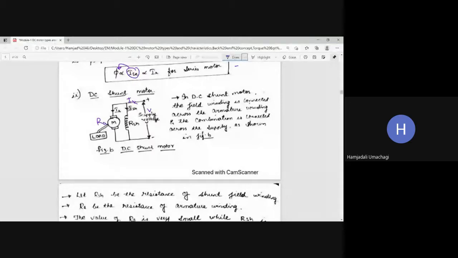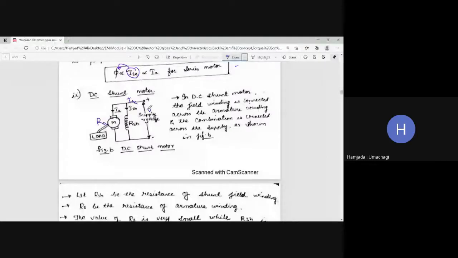Now, similarly, what will be the value of the shunt field current ISH? If you consider the voltage and field winding resistance, ISH is equal to V by RSH. Very good. So the shunt field current ISH is equal to V divided by RSH.